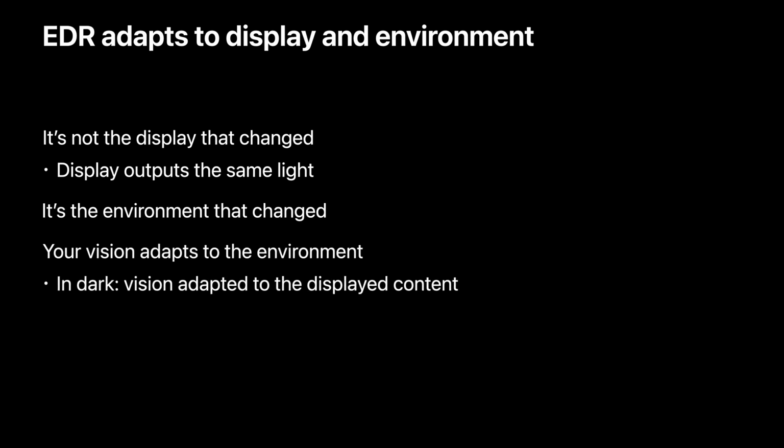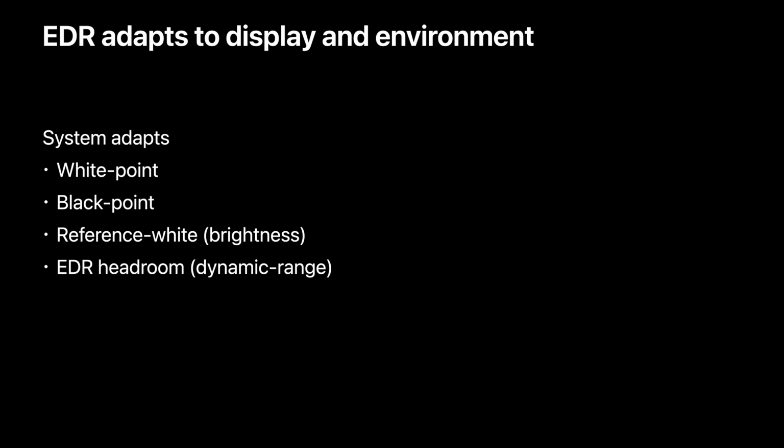In a dark environment, your vision adapts to the displayed content, the predominant source of light. But in a bright environment, the user's vision largely adapts to the environment over the much dimmer display, causing the content to look dim and washed out, crushing blacks and shadow detail. This is why EDR and the underlying ambient adaptation technologies dynamically adapt display parameters such as white point, black point, reference white brightness, and dynamic range that we describe as EDR headroom to map the display to the user's adapted vision.